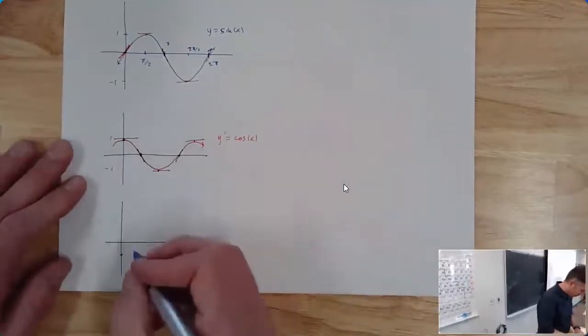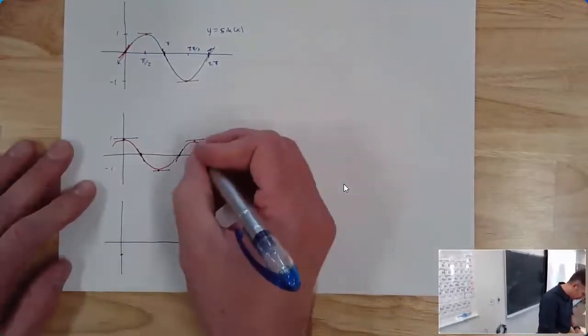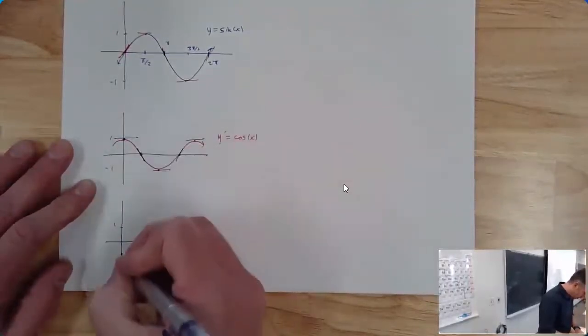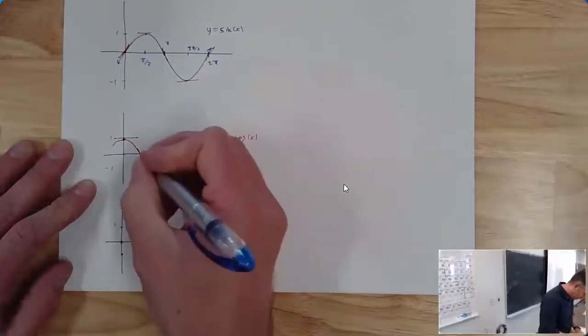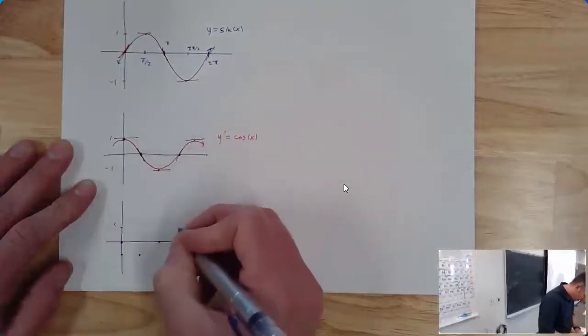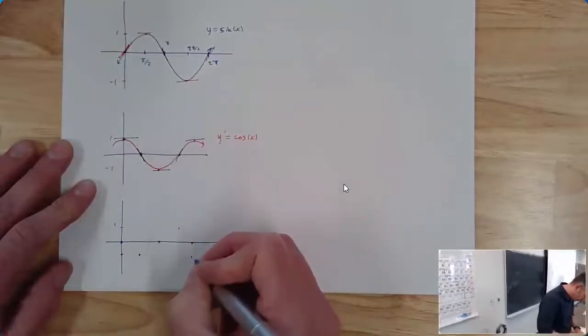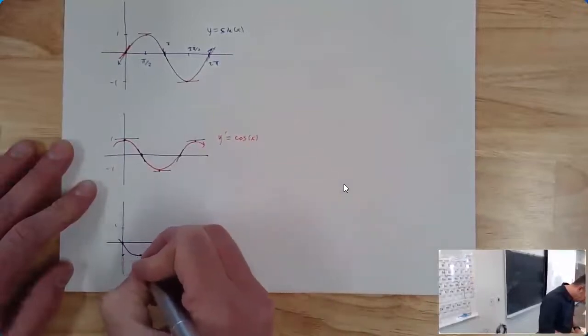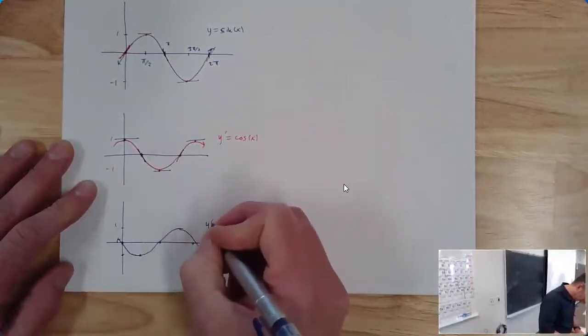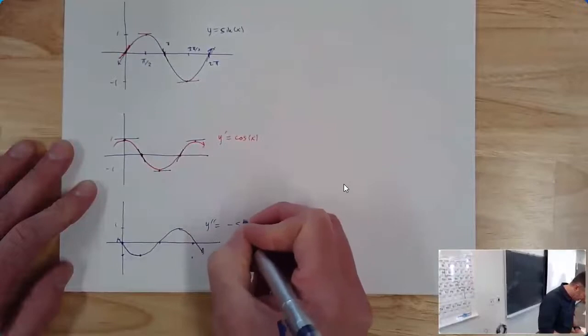But if you take the derivative here, you get back to something kind of like what you started with, except it's flipped over. So we get 0, and then -1, and then 0, and then +1, and then 0. And this looks a lot like the derivative of cosine, which it is, which is negative sine of x.